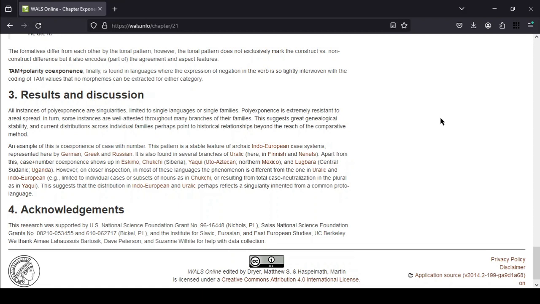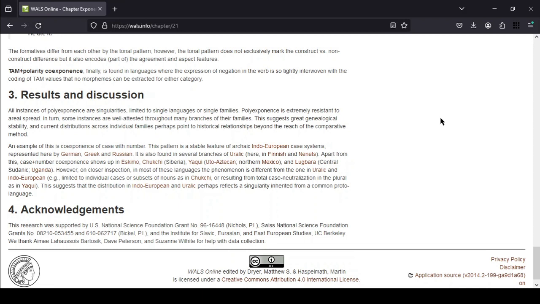An example of this is coexponence of case with number. This pattern is a stable feature of archaic Indo-European case systems, represented here by German, Greek, and Russian. It is also found in several branches of the Uralic, here in Finnish and Nenets. Okay, so that's the end of the sentence, sorry. Apart from this, case number coexponence shows up in Eskimo, Chukchi, Yaqui, and Lugbara.